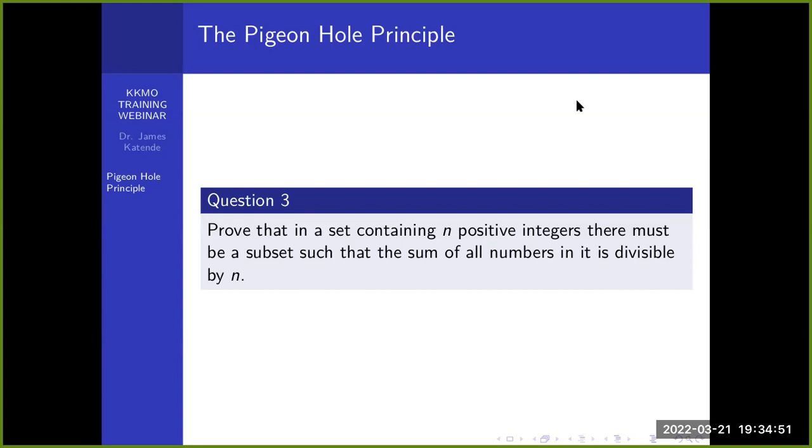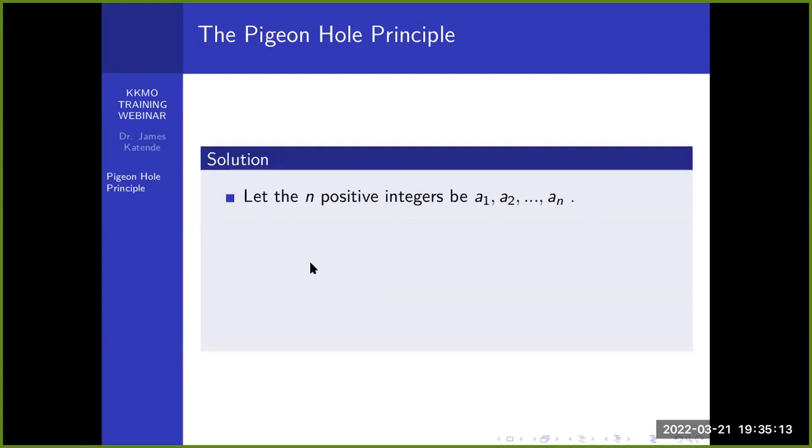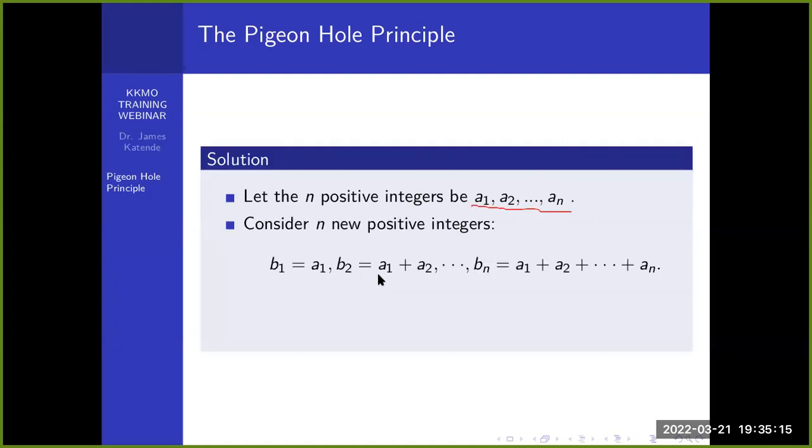So what we look at is the general set. To create a new set, B1 just takes the first value. B2 will be the sum of the first and the second. B3 will be the sum of the first, second, and the third, and so on. And then the last one, Bn, will be the sum of all the n numbers.